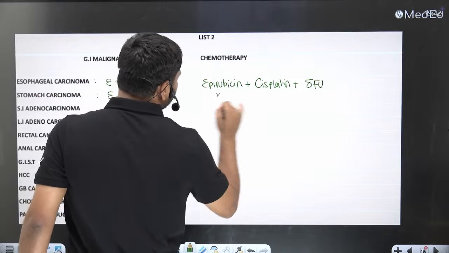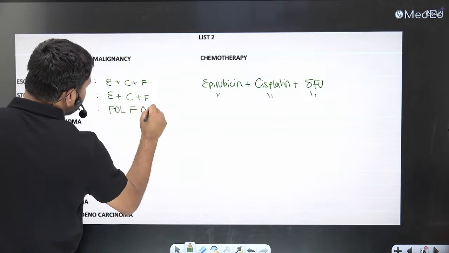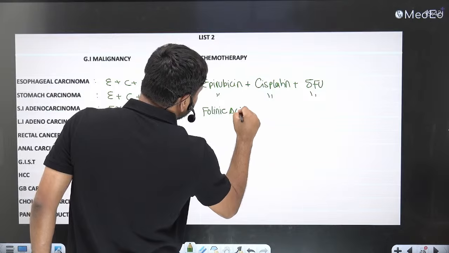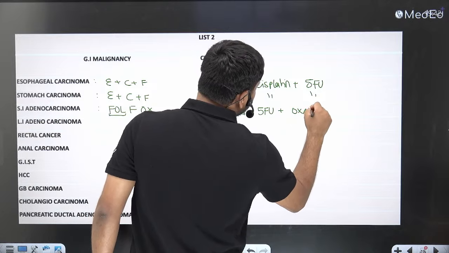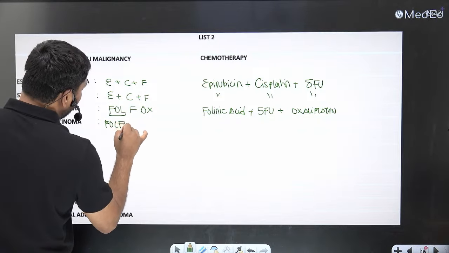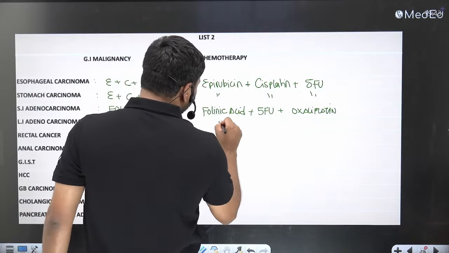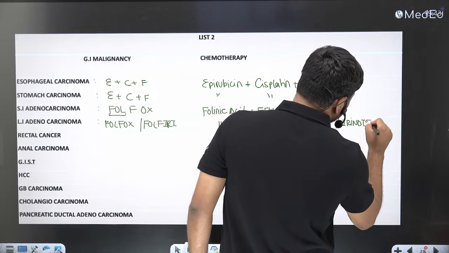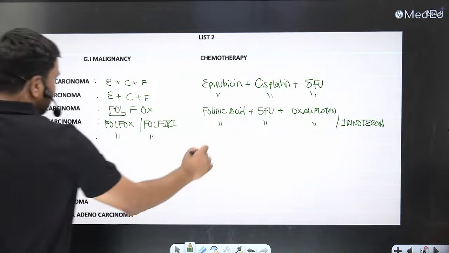So same, you have epirubicin, cisplatin, 5-fluorouracil. Small intestinal adenocarcinoma, it is FOLFOX. FOL stands for folinic acid, F is your 5-fluorouracil, and O stands for oxaliplatin, right? For large intestinal adenocarcinoma, you can go ahead with FOLFOX or FOLFIRI. In this, everything is the same: folinic acid, 5-fluorouracil, oxaliplatin. In IRI, it is your irinotecan. Rectal cancer, again, it is going to be the same, FOLFOX or FOLFIRI.